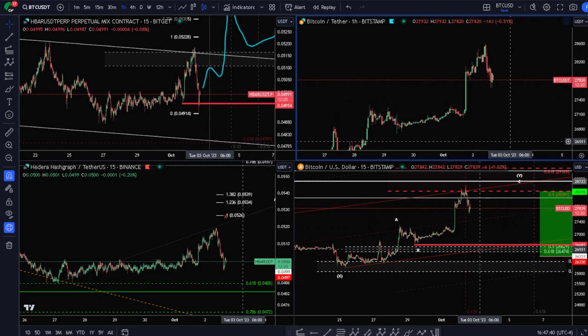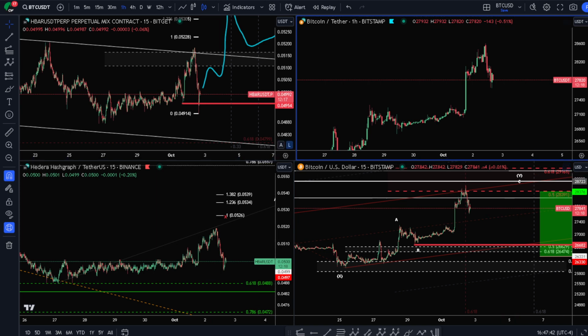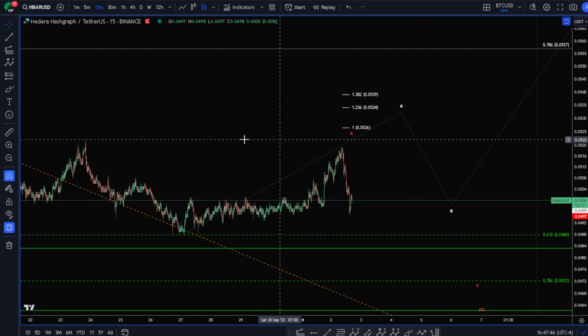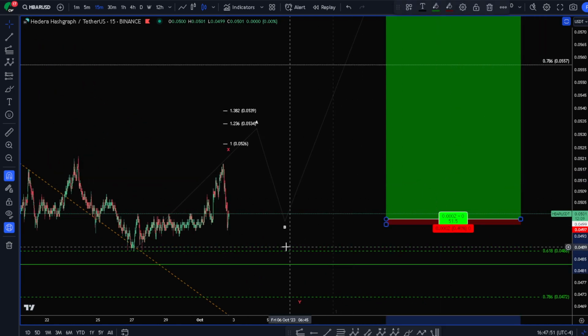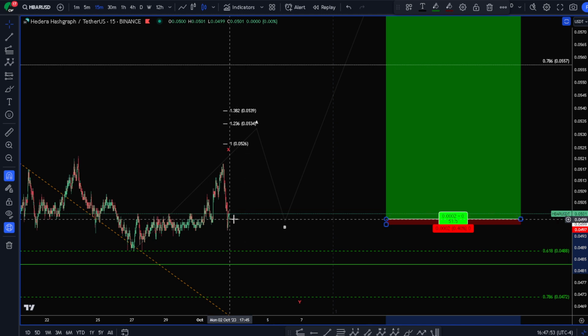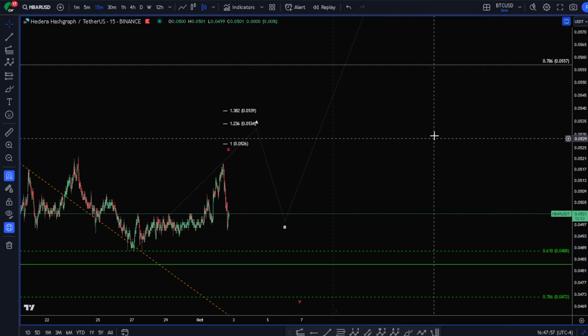This is an update for HBAR. Real quickly, I got stopped out on this one at pretty much break even. As you know, I raised my stop up. If you watched this video up to this level here, got stopped out there.